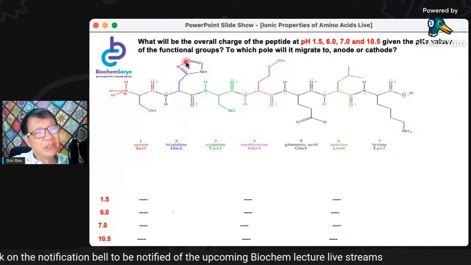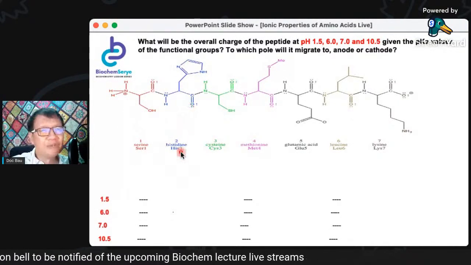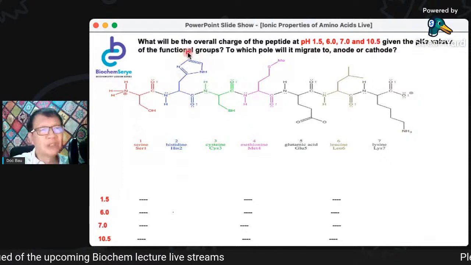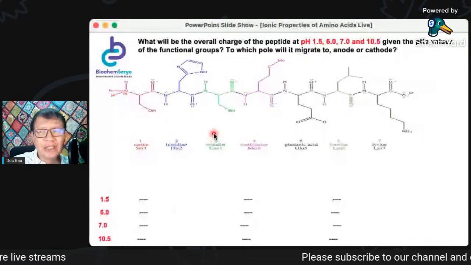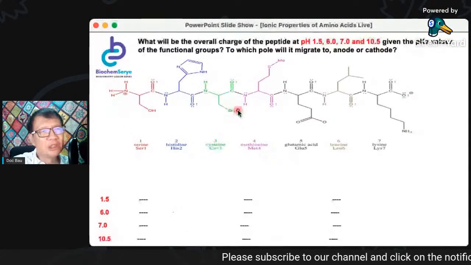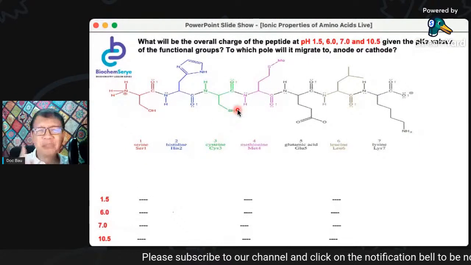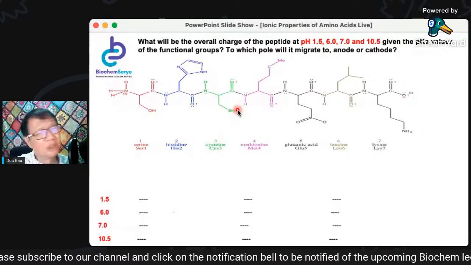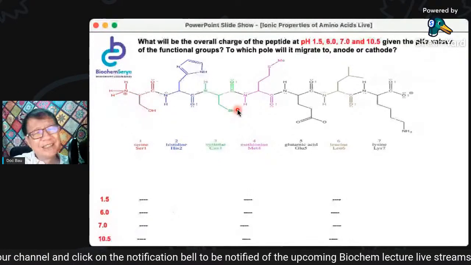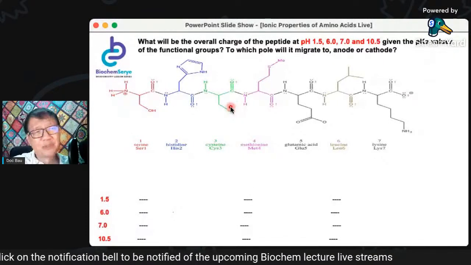Next is your histidine. Okay, histidine, you have your imidazole. That's basic, right? Then the third is cysteine. Cysteine is slightly acidic. You have your sulfhydryl group. So students, please remember the functional groups. They can really help. If you don't know the functional group, you just have to guess for the right answer.